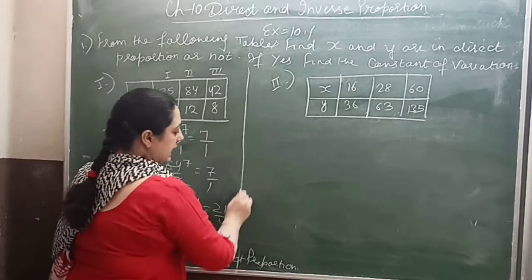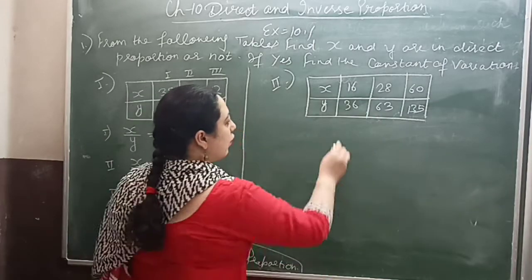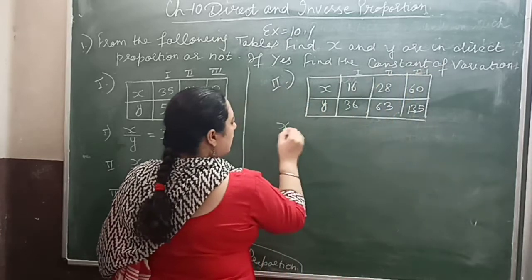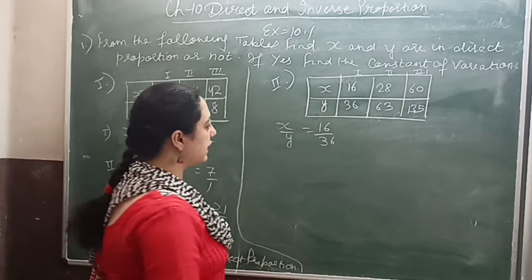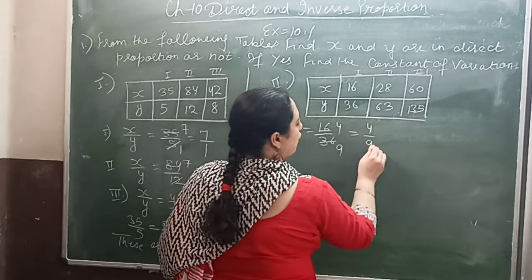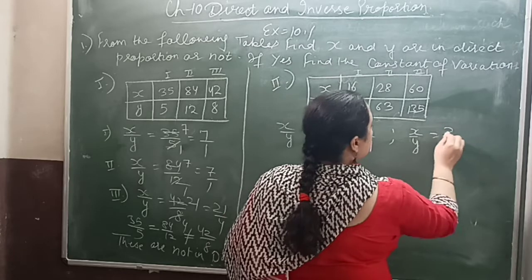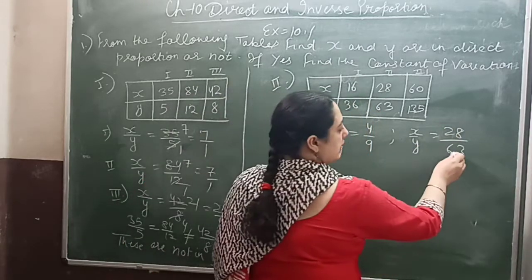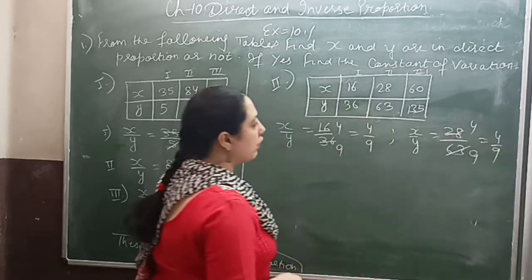Now, come to the second part. Again we find the ratio of each column. Let us take the first, second and third. Now x over y is 16 over 36. Now do the cutting: 4 nines are 36 and 4 fours are 16. This is 4 over 9. Now I take the second ratio, that is 28 over 63. Again I will do the cutting: 7 nines are 63 and 7 fours are 28. It is again 4 over 9.